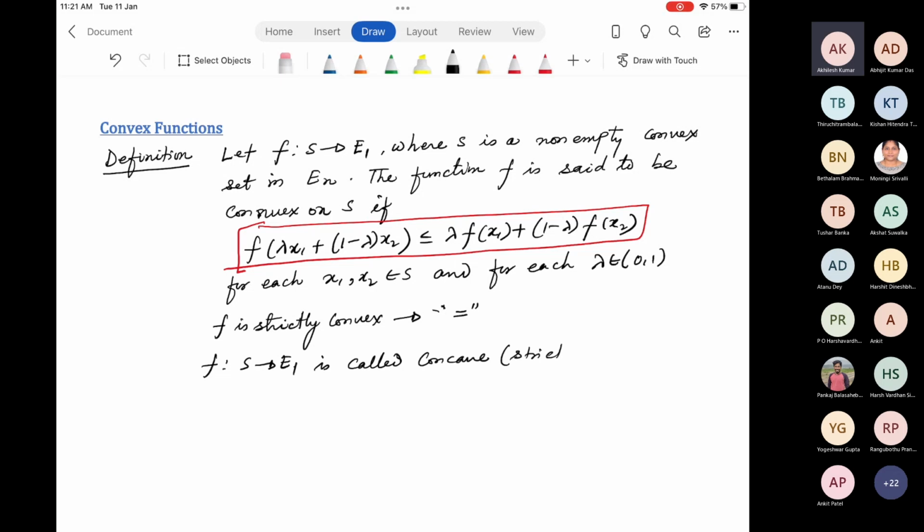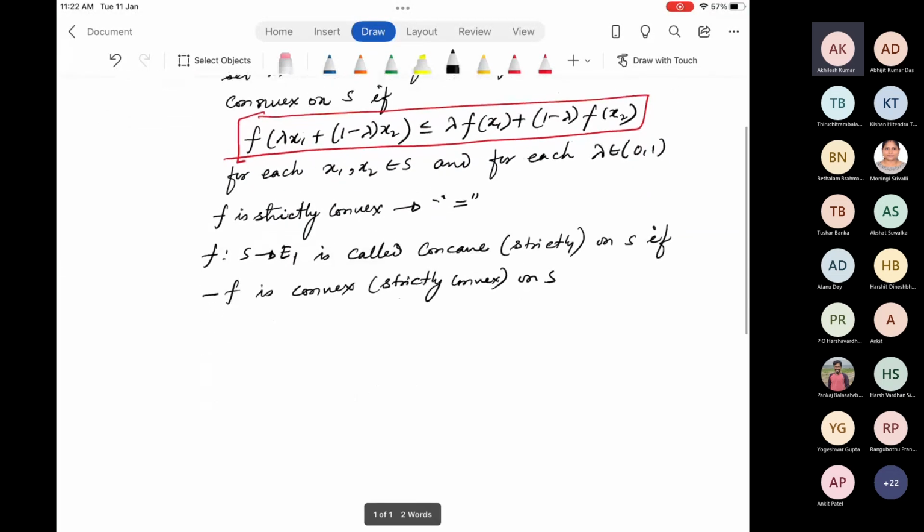The function f from S to E1 is called concave or strictly concave on S if minus f is convex. So it is interesting, we do not have anything called concavity theory. We only deal with the convexity theory, and minus of that represents the concave. So strictly convex on S. That is what we discussed so far.